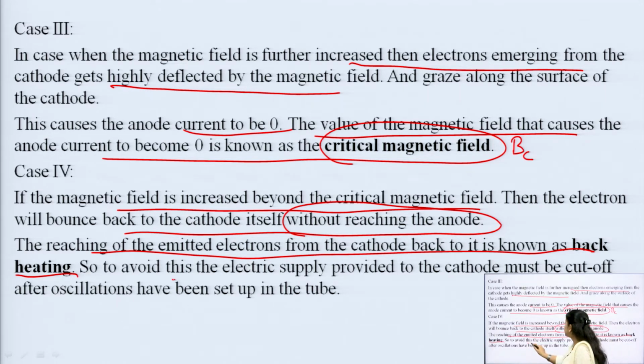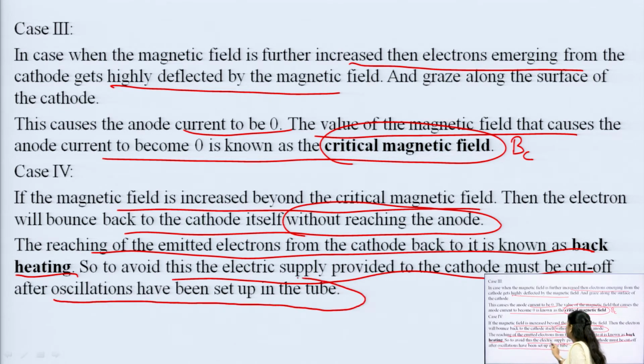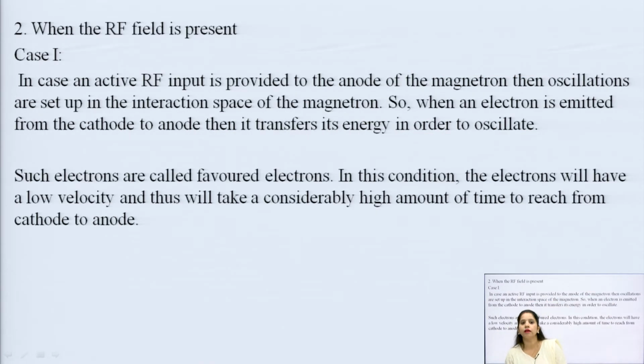To avoid this, the electric supply provided to the cathode must be cut off after oscillation has been set up. Back heating is always dangerous for any type of instrument, so we have to avoid it. Oscillation has already started, so we have to cut the electric supply so as to avoid the back heating of the device. So, this is the case when the RF input is not present.